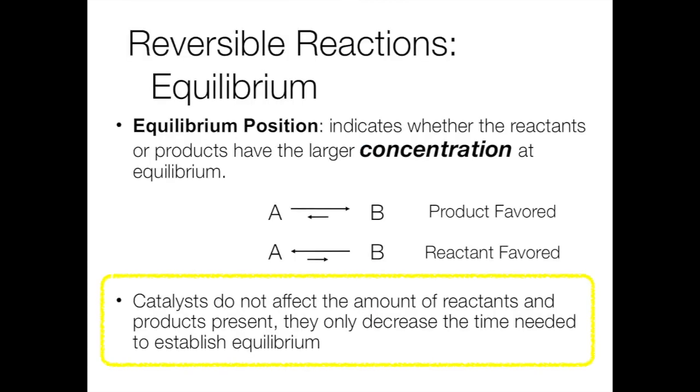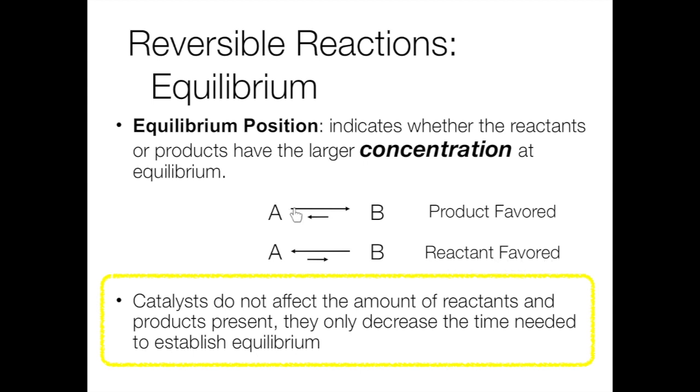Going along with the information from that last slide, the position of the equilibrium is dependent on which is larger in concentration at equilibrium. And so if you have a reactant A making product B, and product B is higher in concentration than reactant A at equilibrium, then we would consider this to be a products favored situation. Whereas if A is larger in concentration than B once equilibrium has been established, then we call that a reactants favored equilibrium.